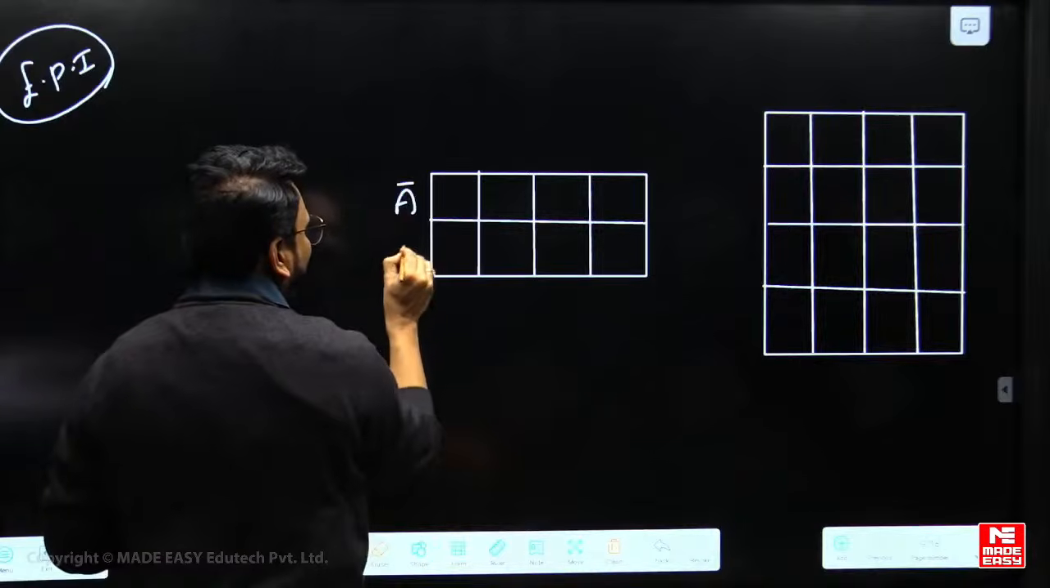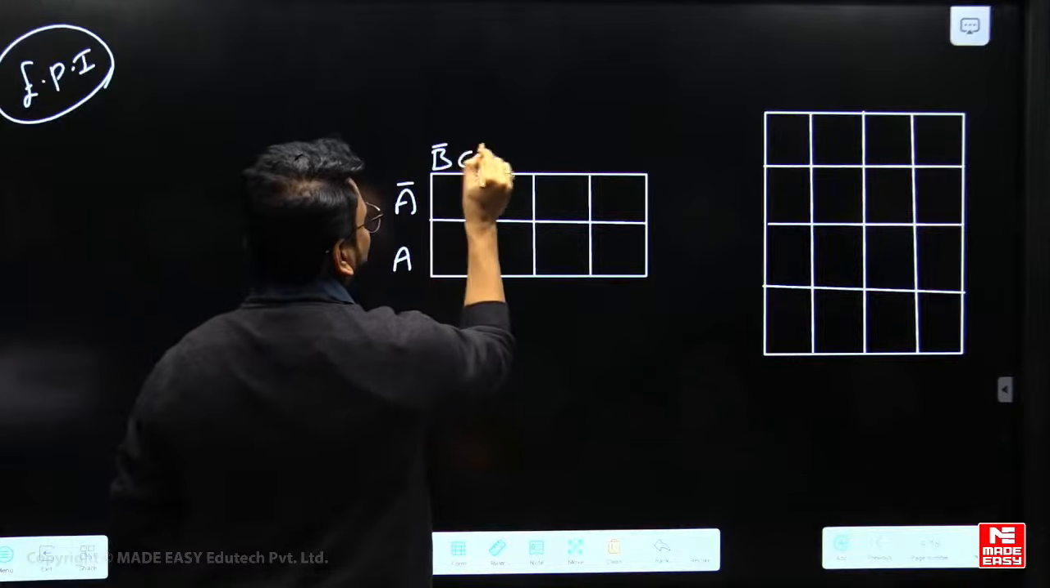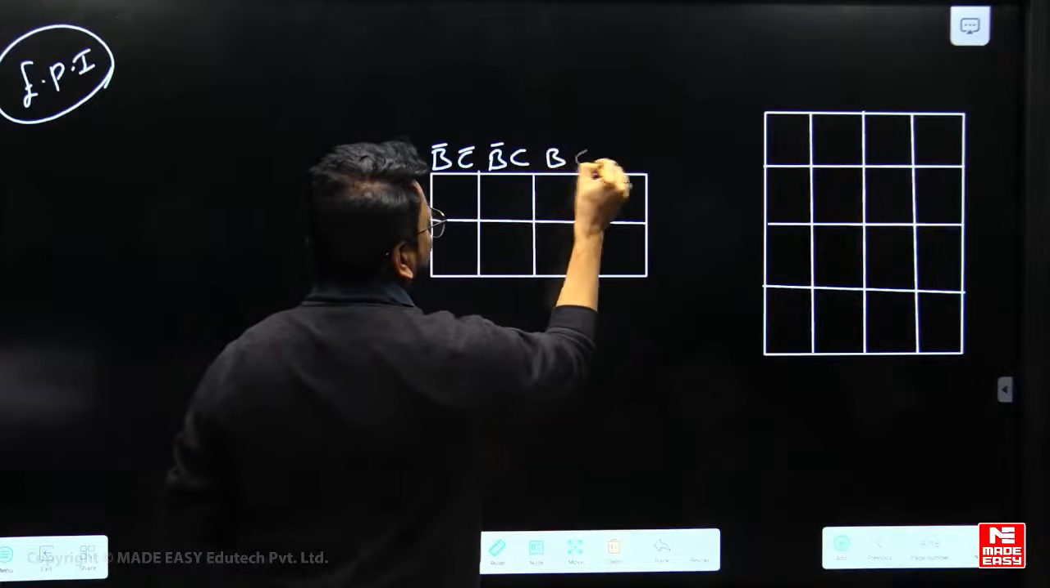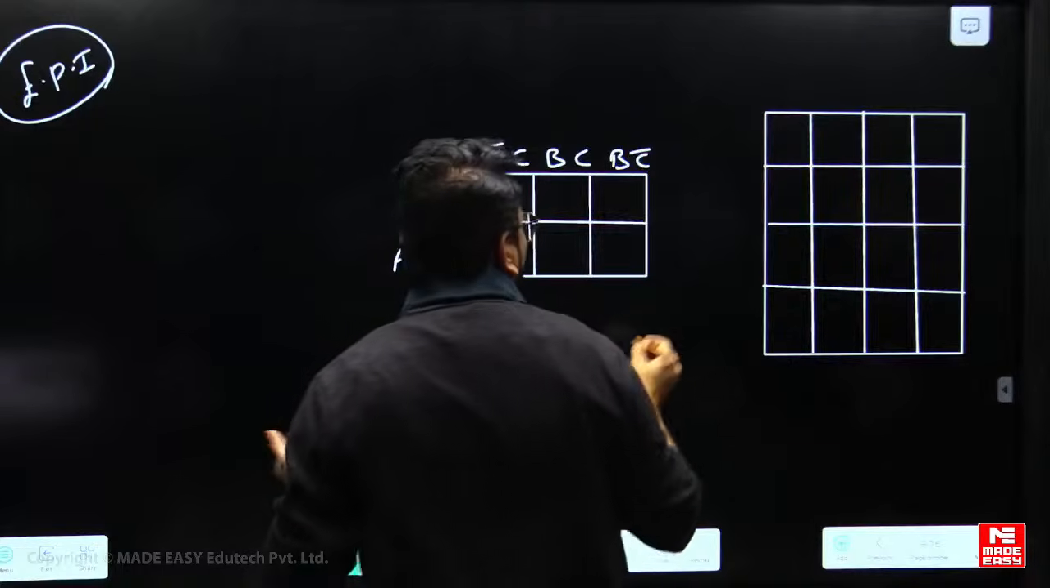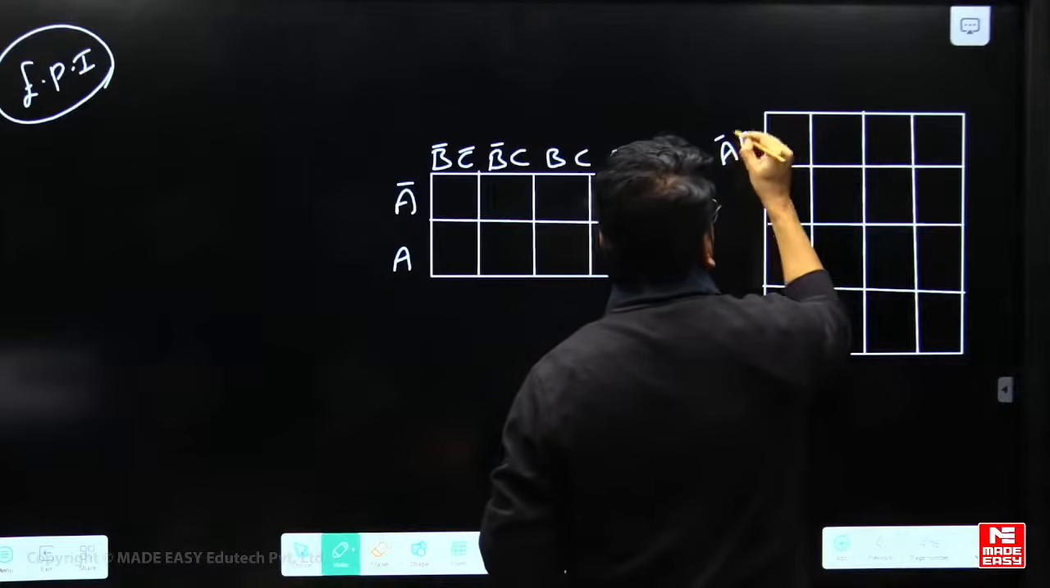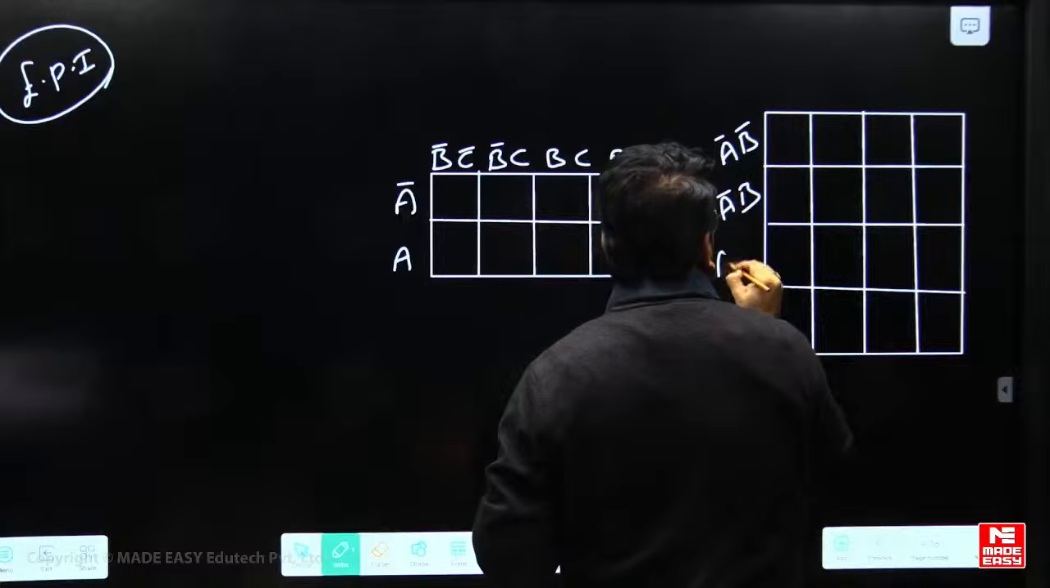This is A bar, A. This is B bar C bar, B bar C, B C, B C bar. Just examples, questions which were previously asked, those I am taking.